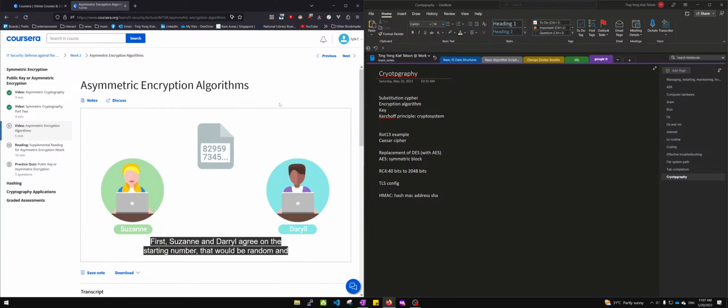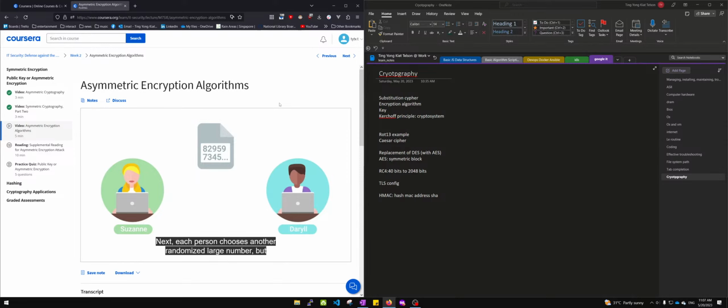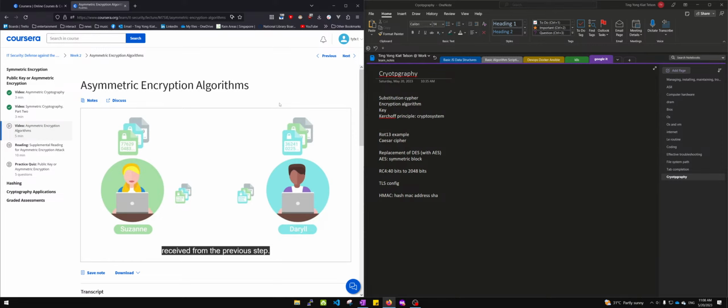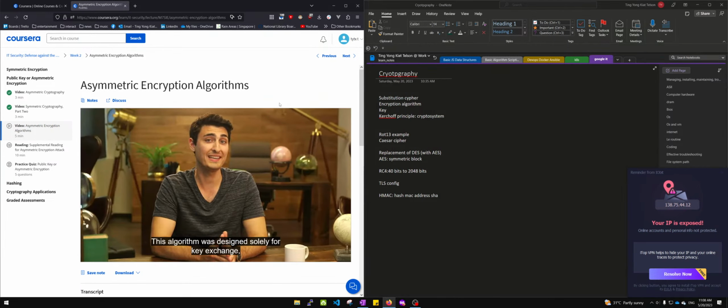First, Suzanne and Daryl agree on the starting number that would be random and will be a very large integer. This number should be different for every session and doesn't need to be secret. Next, each person chooses another randomized large number, but this one is kept secret. Then, they combine their shared number with their respective secret number and send the resulting mix to each other. Next, each person combines their secret number with the combined value they received from the previous step. The result is a new value that's the same on both sides without disclosing enough information to any potential eavesdroppers to figure out the shared secret. This algorithm was designed solely for key exchange, though there have been efforts to adapt it for encryption purposes.